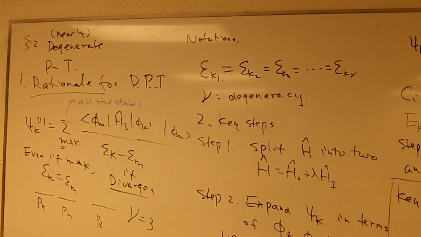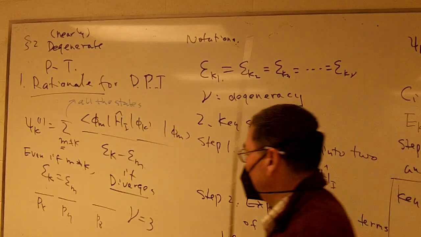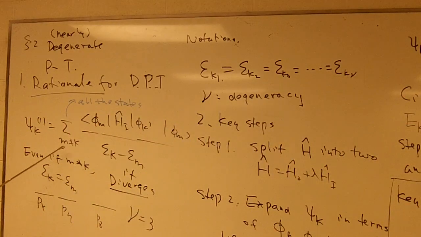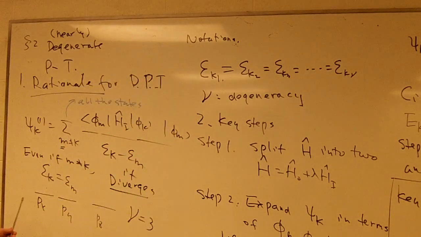In other words, why we need degenerate perturbation theory is because even though the index K and M are different, what happens if the energy themselves is the same? And this happens with the P states that I showed you here. You see, P states, if you call this the 1, 2, 3, I'm going to use 1 and 2. And this index 1, this will be 2. But the energy are exactly the same.